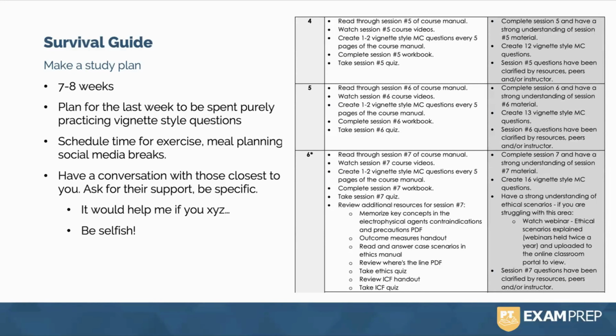Make sure you're scheduling time for exercise, meal planning, social media breaks, whatever you need, whatever fills your cup. Make sure you are still trying to find a pocket. Now, here's the thing. This is not a time in your life for balance. It's not.